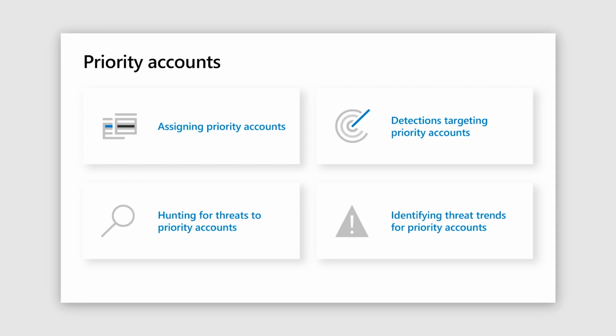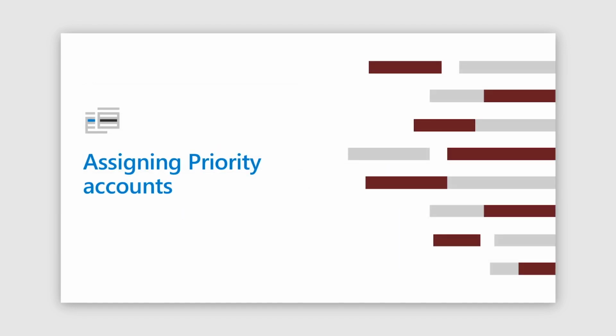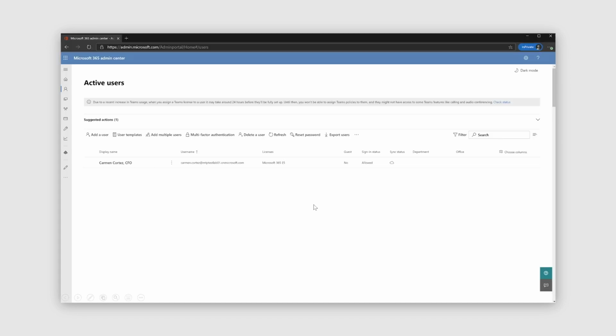And so today I'm going to talk about how we assign priority accounts to these specific users, what happens when there's a detection that targets these priority accounts, how to hunt for threats just across your priority account space, and then how to identify trends that just affect priority accounts, not only to get a sense of what's attacking and targeting your most susceptible, valuable users, but also so you can understand the value that ATP is providing specifically for these users. First, let me show you how to assign priority accounts.